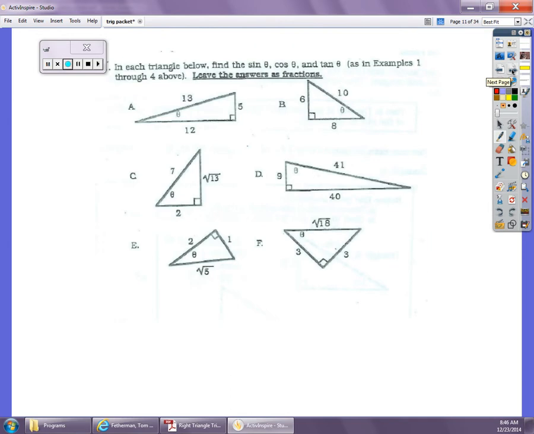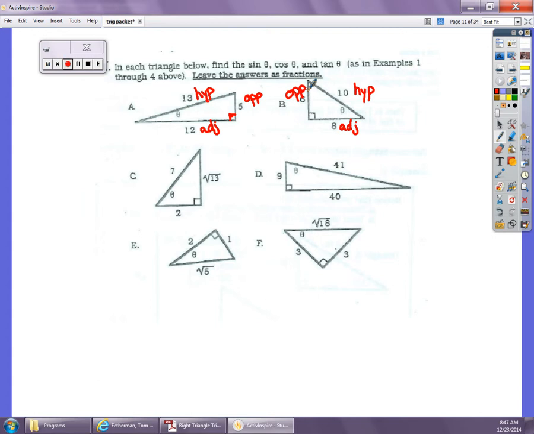So when we look at these next examples, it says find the sine, the cosine, the tangent. Well, the first thing you have to do with these is label them. So you know that hypotenuse, opposite, adjacent: across from the right angle, across from the angle, next to it. Hypotenuse, opposite, adjacent.